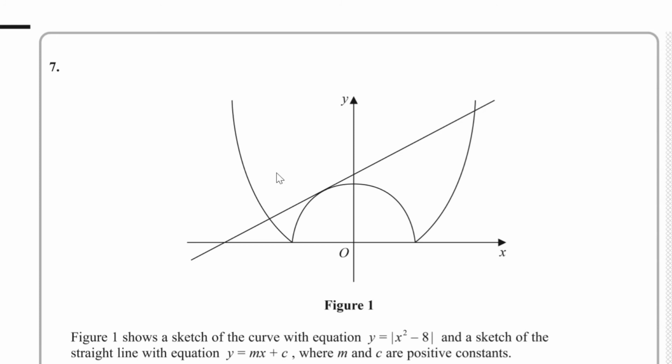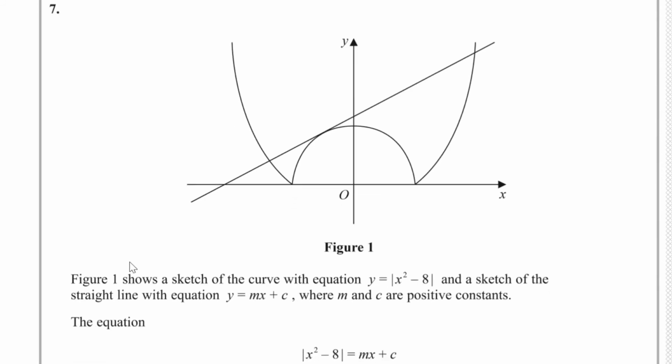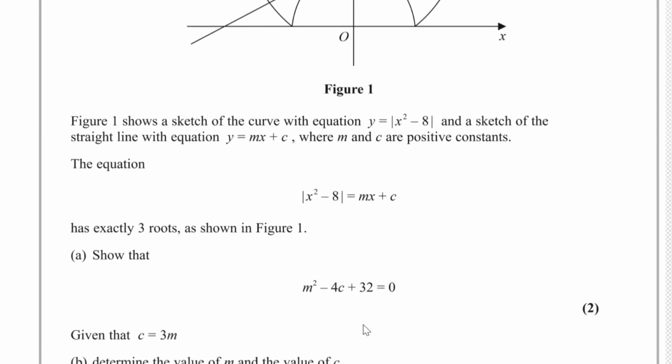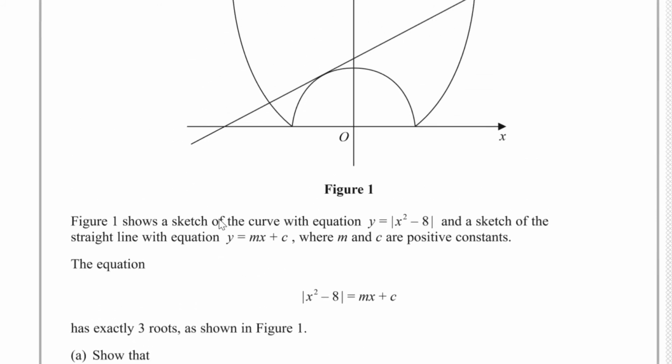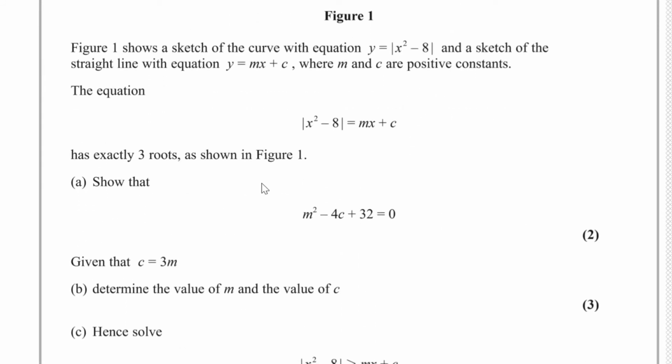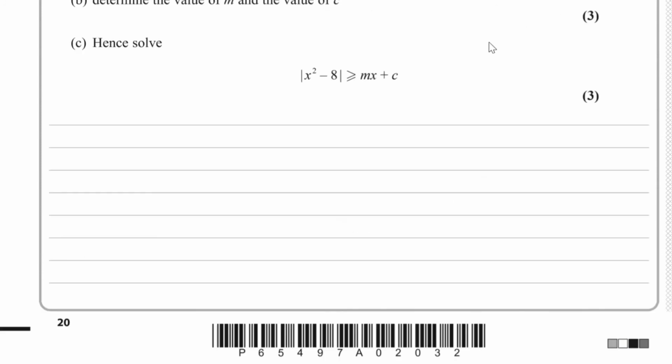Question number 7. Figure 1 shows a sketch of the curve with equation y equals the mod of x squared minus 8 and a sketch of the straight line with equation y equals mx plus c, where m and c are positive constants. The equation mod of x squared minus 8 equals mx plus c has exactly 3 roots as we see in figure 1. It's got a root here, here, and here. For part a, we have to show that m squared minus 4c plus 32 equals 0.